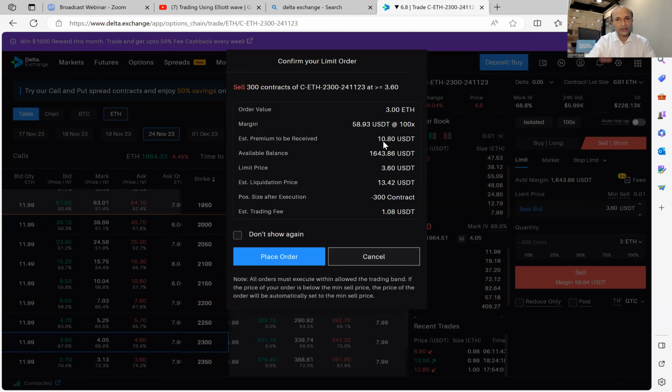So my margin requirement is just $59. On this, I will be making around $10.8, which is like a classic ROI. अगर आप देखोगे तो यहाँ पर नियरली अराउंड 16-17% का ROI मिल सकता है.